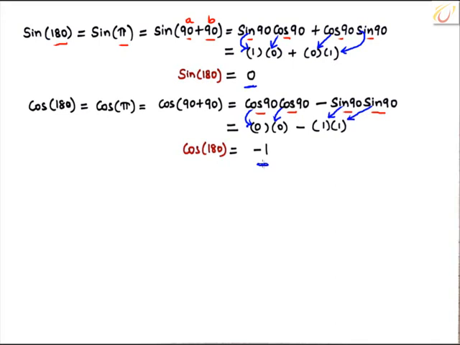Now look at what values we have got currently. You know the values of sine and cos from 0 to 90. So what are the values that we are getting right now? Sine 120, we got the value as positive root 3 upon 2. Cos 120, we got the value as minus half. You can check.